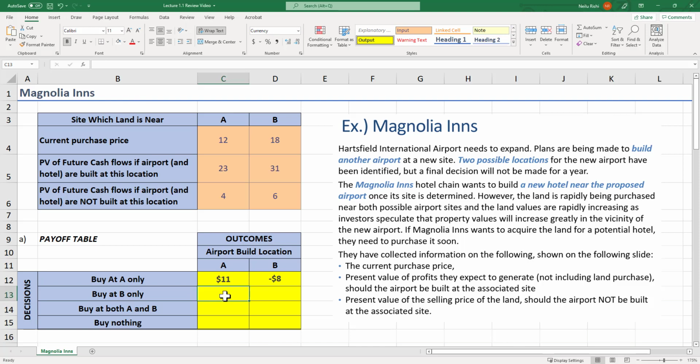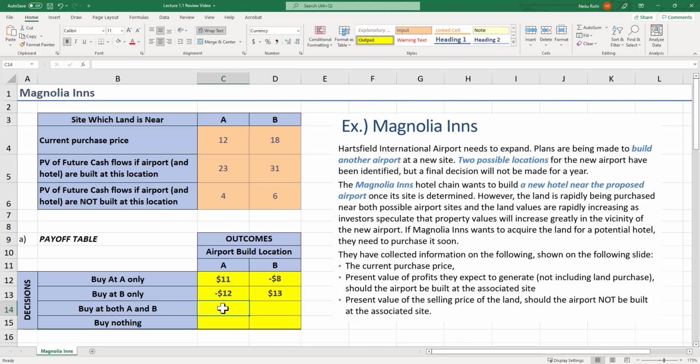Now, if I bought at B, I would have the purchase price for B of negative 18 million. Plus, now in this case, the airport would be built at site A, so I would be reselling the land at the reduced price of 6. Again, here I've chosen to buy at B, so that would be negative 18, or negative D4 in this case. Plus, now in this case, the airport would be built at B, so I would build the hotel and potentially get the 31 million.